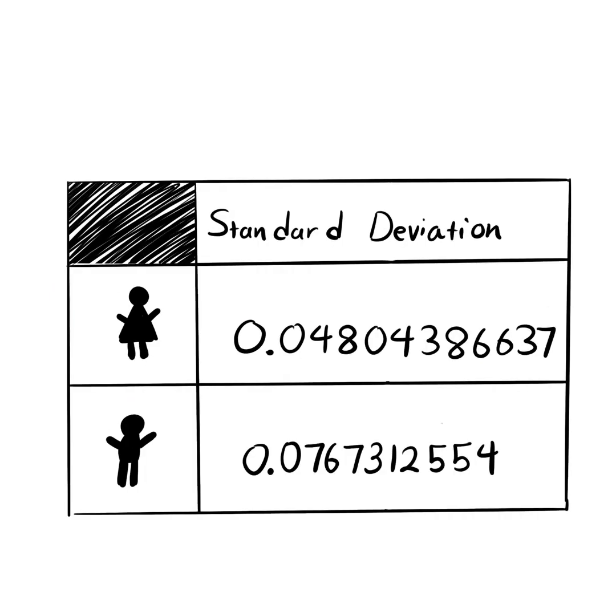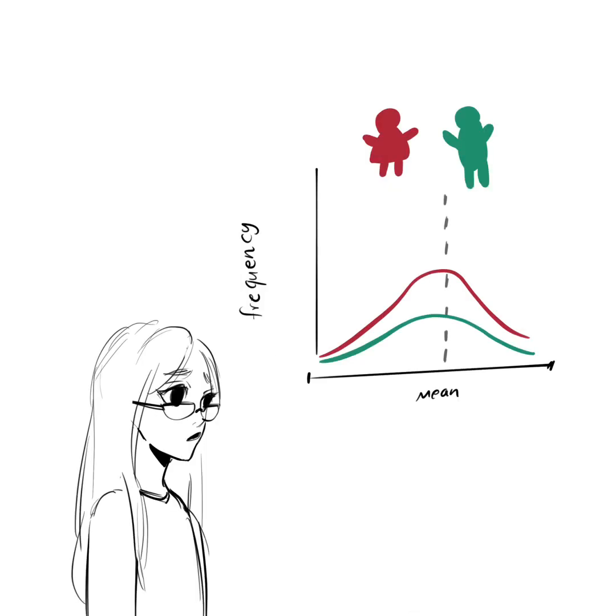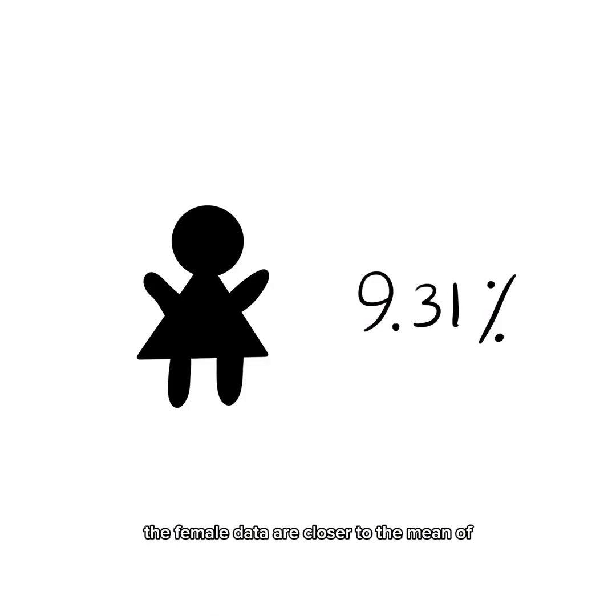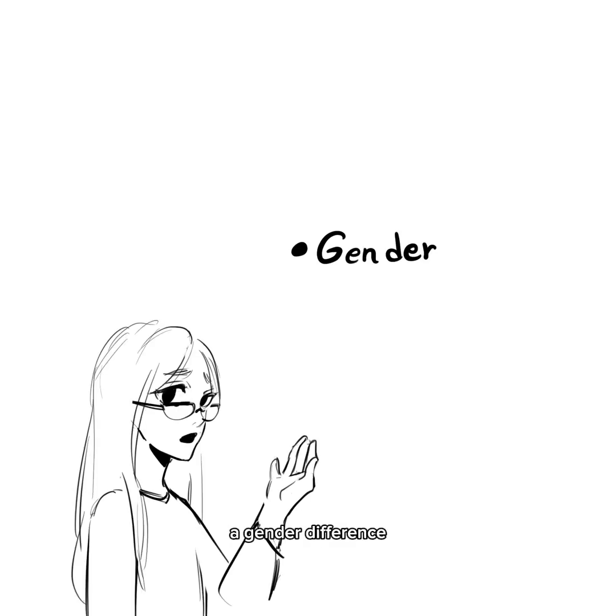Beyond the mean and median, standard deviation indicates how far each data point lies from the mean. Females have a lower standard deviation of approximately 0.048, however, males have a standard deviation of approximately 0.077. So, in conclusion, females' unemployment rate data are less spread out compared to males. On average, the female data are closer to the mean of 9.31%, whereas for males, the data on average is more spread out from the mean of 7.14%. In conclusion, this reveals a gender difference and outliers influenced by global differences.